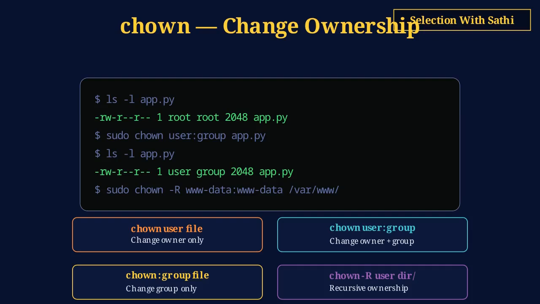Umask sets the default permissions for newly created files and directories. It works by subtraction. Files start with a maximum of 666 and directories with 777. With umask 022, new files get 666 minus 022, which is 644. New directories get 777 minus 022, which is 755. The default umask on most systems is 022.